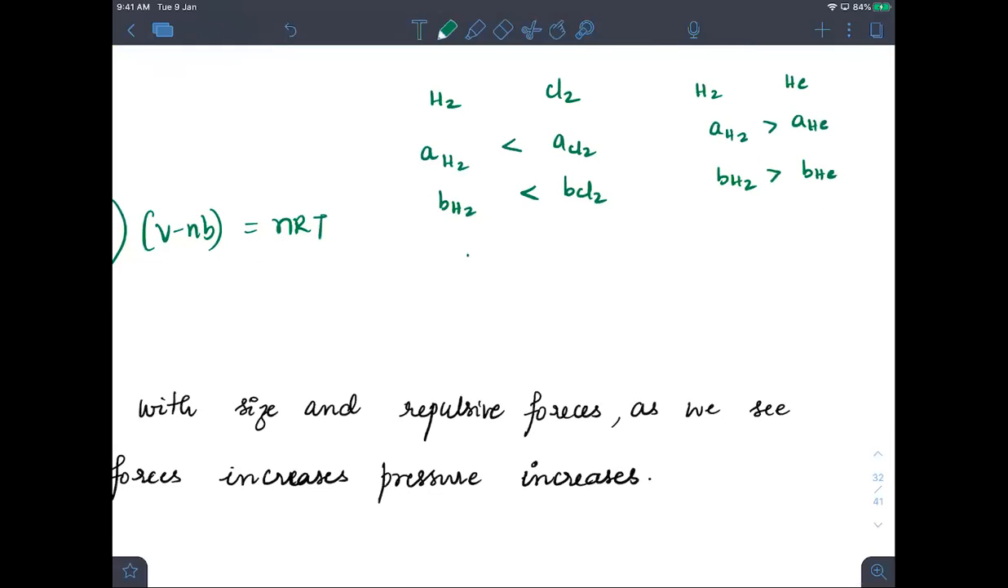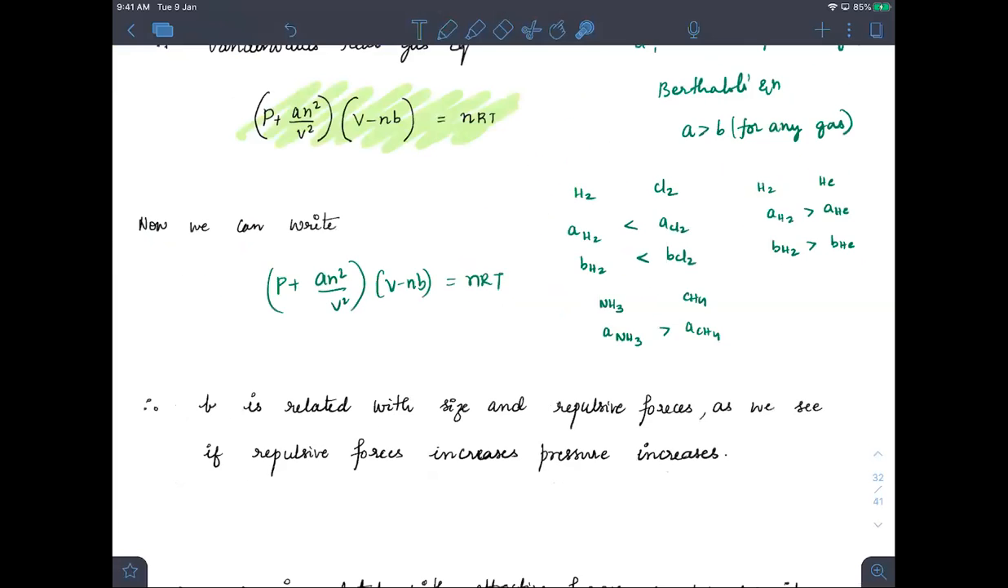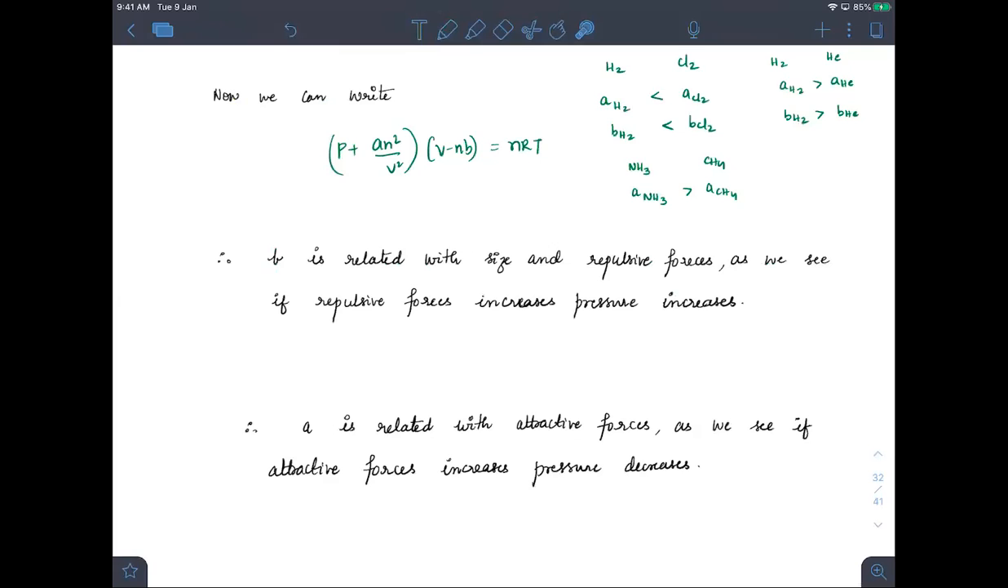Got it. Similarly, if you consider a more complex molecule like NH3 and CH4, this time we can compare the A value: NH3 definitely has a higher A value than CH4. For comparison of B value, we need some more data like the structure. But A values we can always compare because we know that ammonia will have strong intermolecular forces compared to CH4, because this will have dipole-dipole interactions, while this will have only van der Waals interactions, dispersion forces. That way you have to figure out how A and B are related to each other.